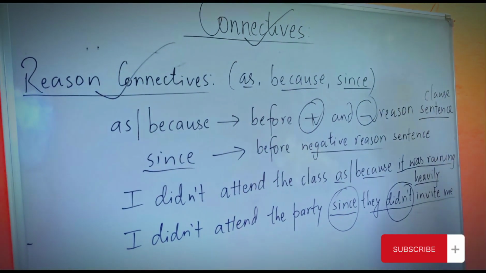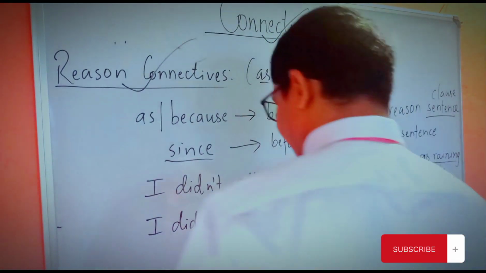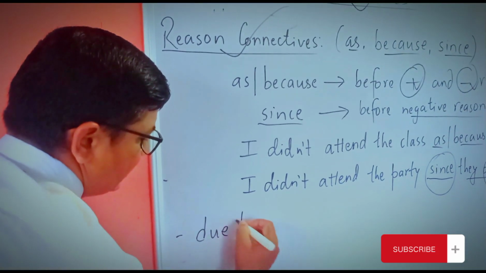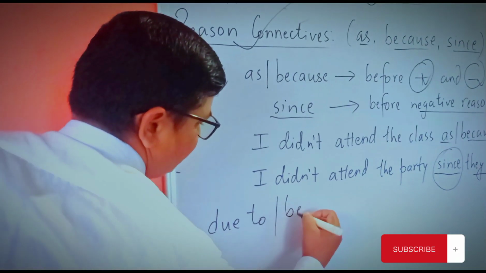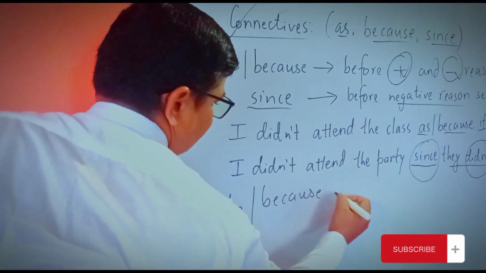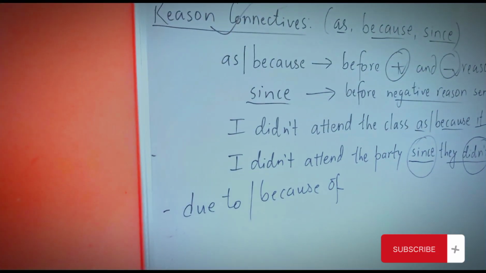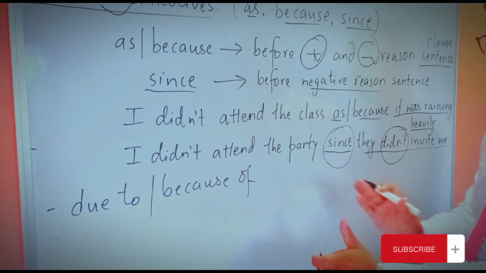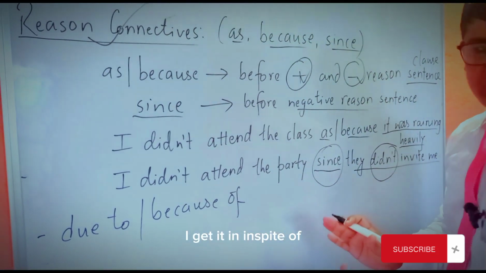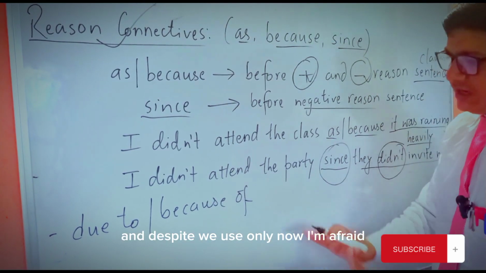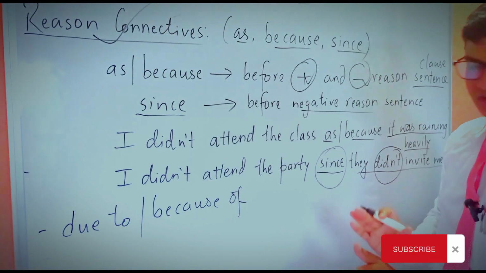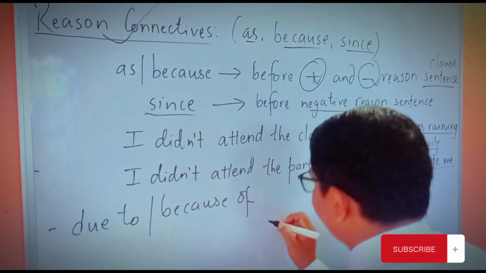And another reason showing connectives are due to and because of. For due to and because of, we don't have a clause. As in spite of and despite, we use only noun phrase after due to or because of. Look here.